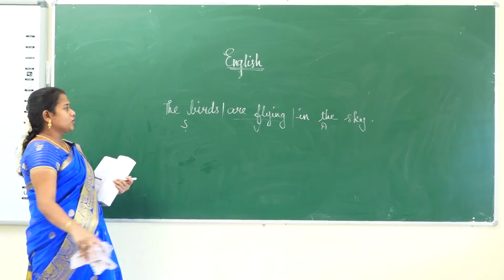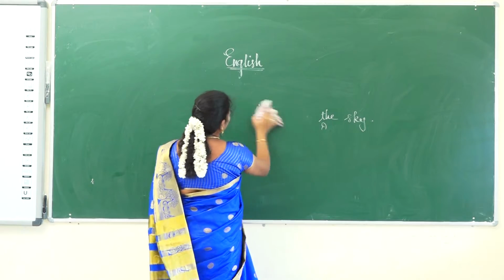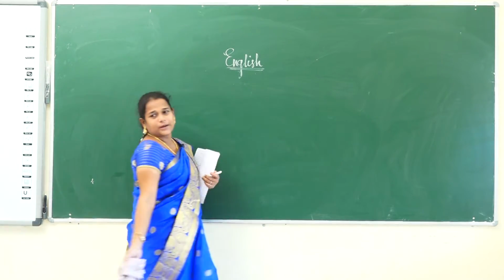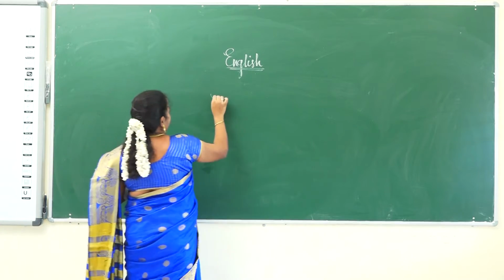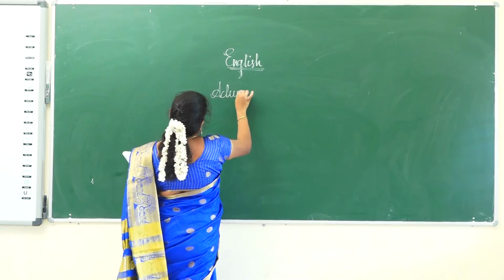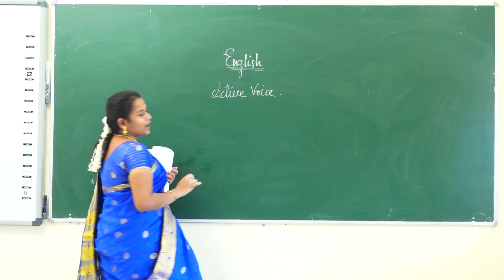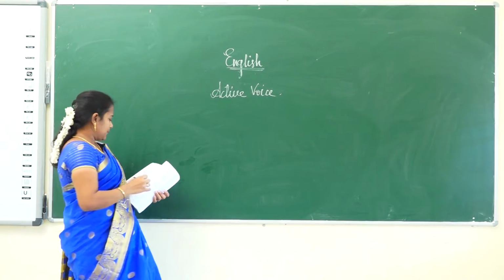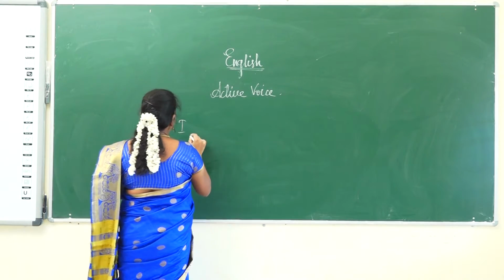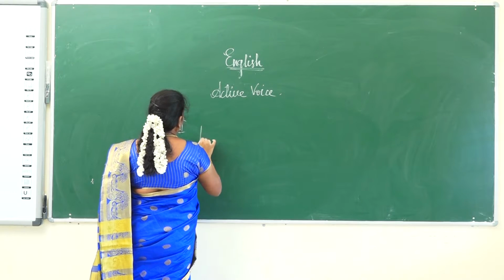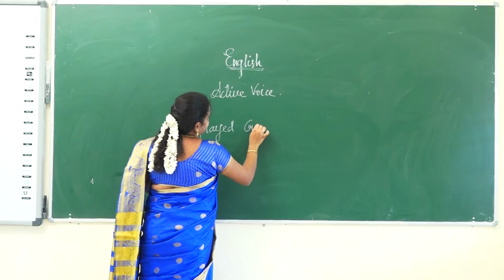So, before learning the active voice and passive voice, we have to know what is sentence pattern, how to divide the sentence. Okay. So, let us enter the topic active voice and passive voice. Active voice. How to change this? What is active voice first? Active voice means, see, I played cricket.